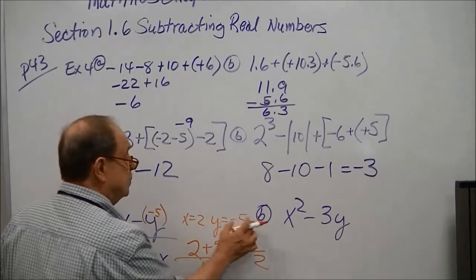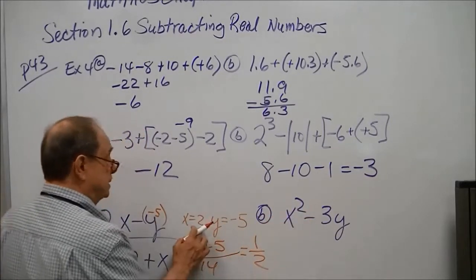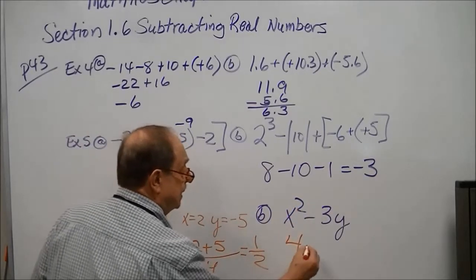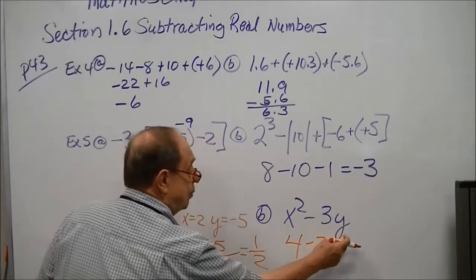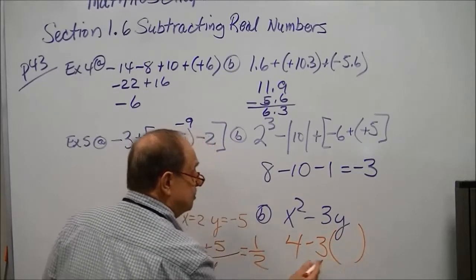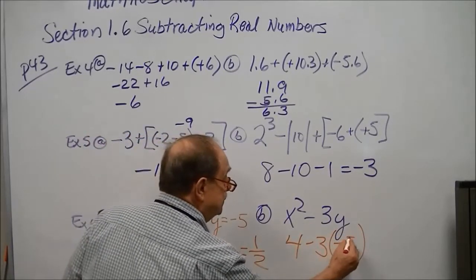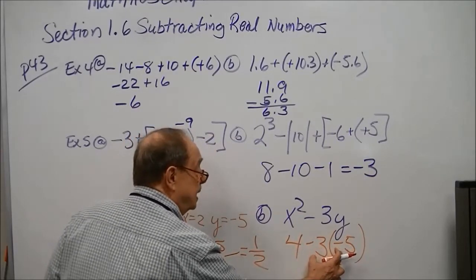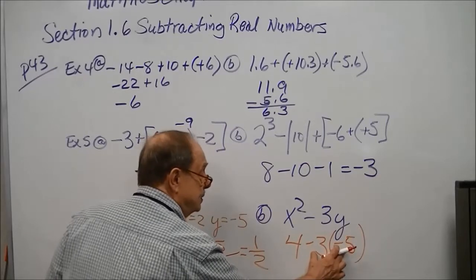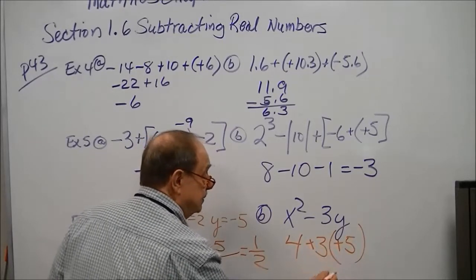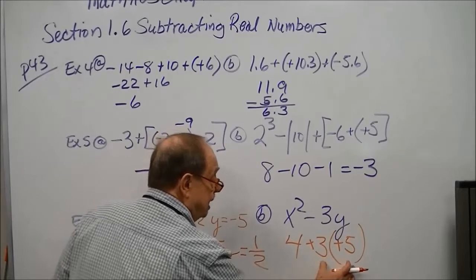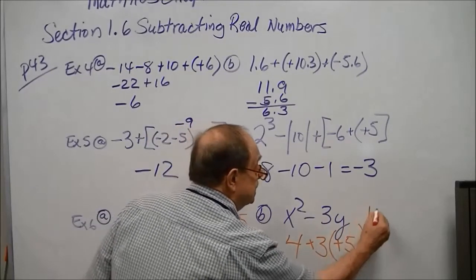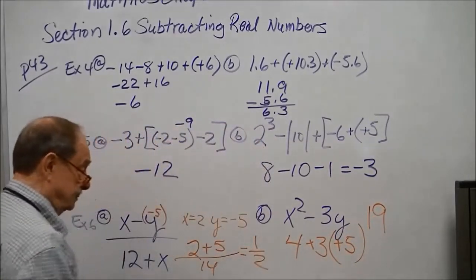Now here, x squared is going to be 2 squared. That will give us a 4. Minus 3. Now our y, remember, put that in a parenthesis. Our y is a negative 5. So, negative 3 times negative 5, that is 2 negatives, this becomes a positive. And we multiply that, that becomes a 15. 15 plus 4 is 19.